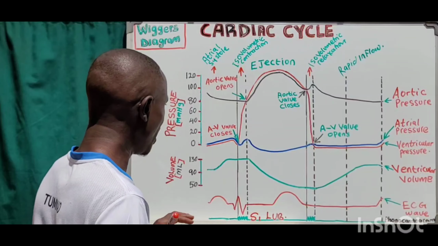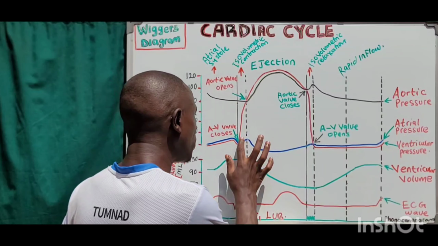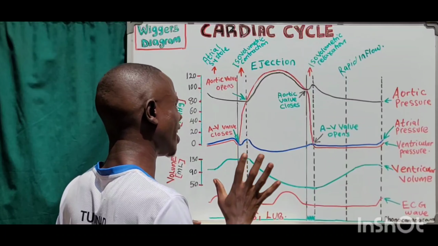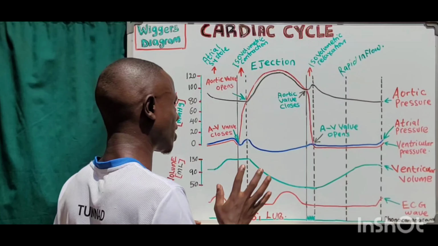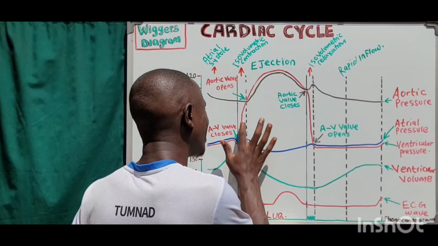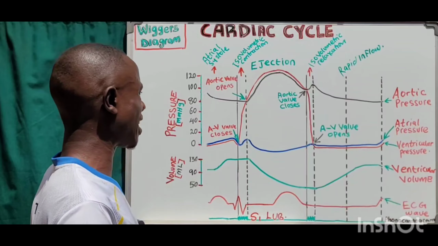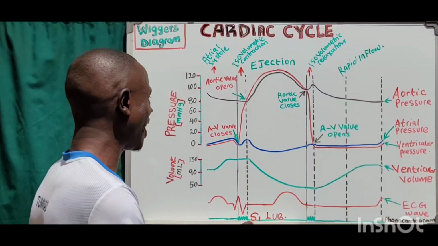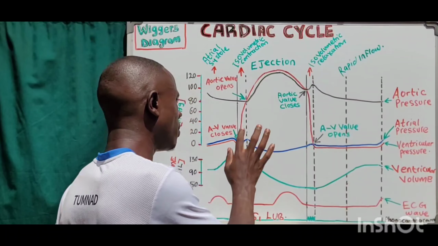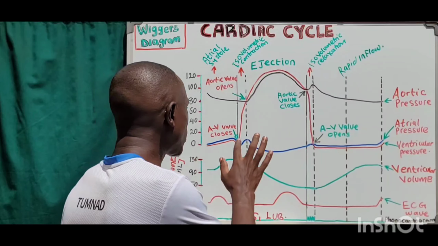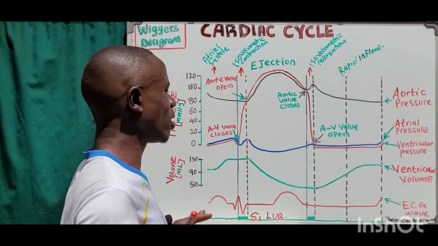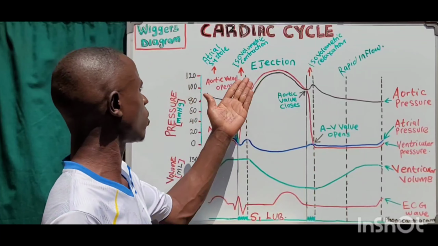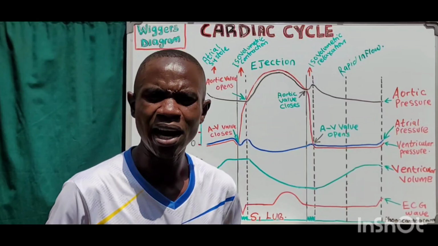Now, it means that here the ventricles are slowly depolarizing and generating a lot of pressure. That's why there is an increase in pressure during this time. But what is so beautiful is that the pressure generated by the ventricular contraction is still less than the pressure within the arterial system, the aortic pressure. What does this mean?